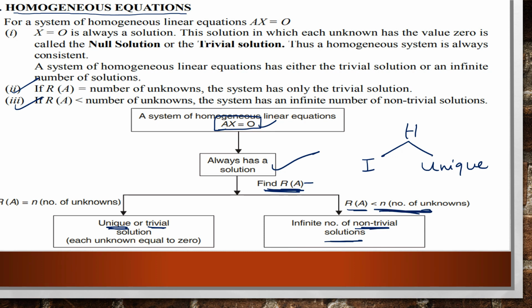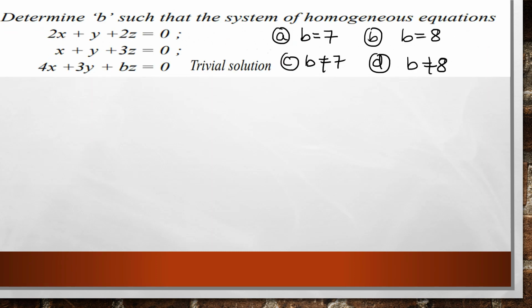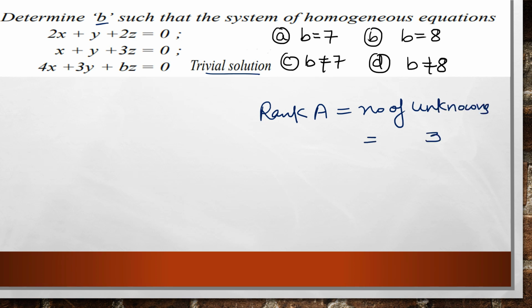So now let's do some questions. So first is this, that find the value of B such that the system of equations has trivial solution. Trivial solution means rank of A should be equal to the number of unknowns, right? How many unknowns are there? 3. So that means the rank of A should be 3. Okay.